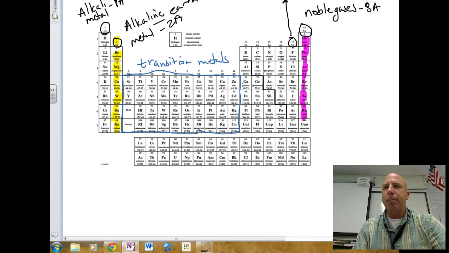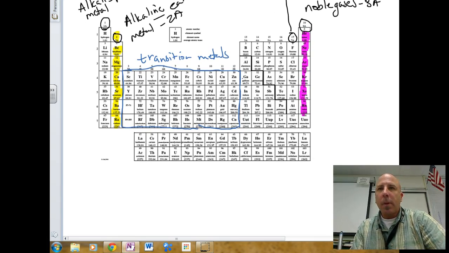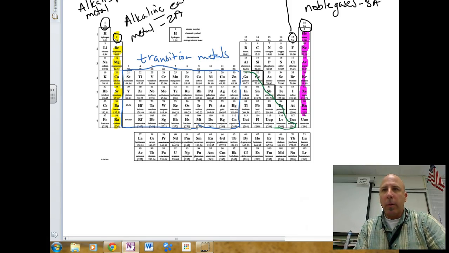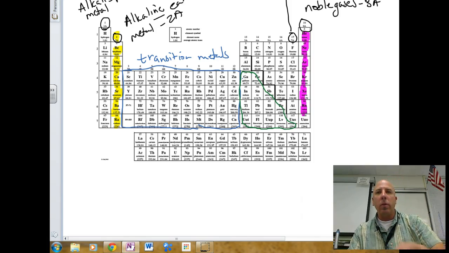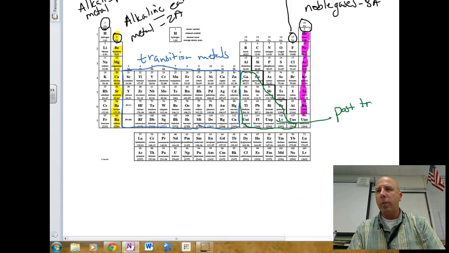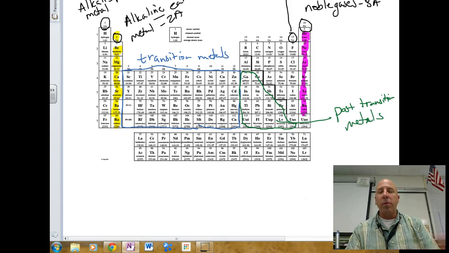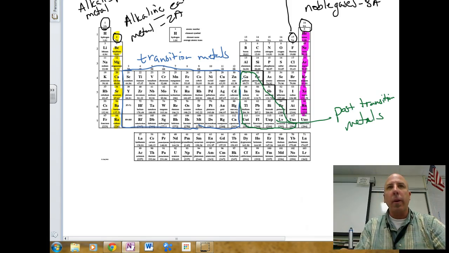Now these elements that sort of hang out down here below the stair step line also act a lot like transition metals, and we'll find out what that means very soon. But they're also given the name of post-transition metals, and you'll notice that some of them are also semi-metals or metalloids as well, and that's okay.